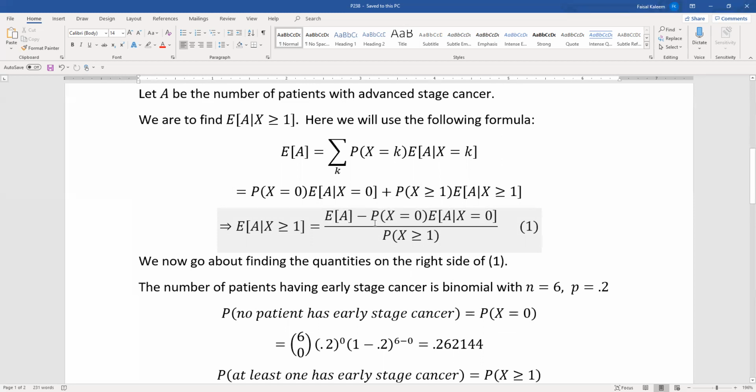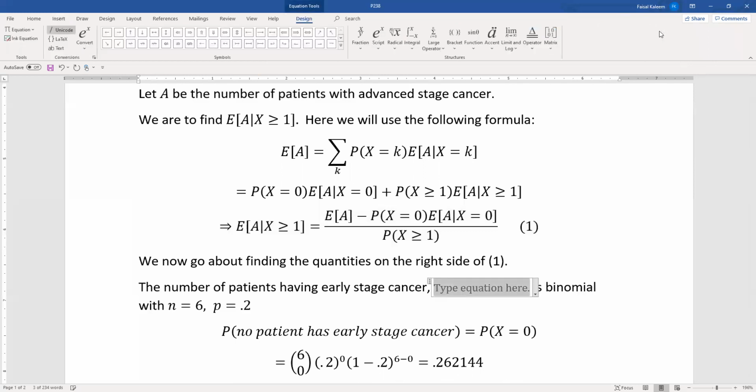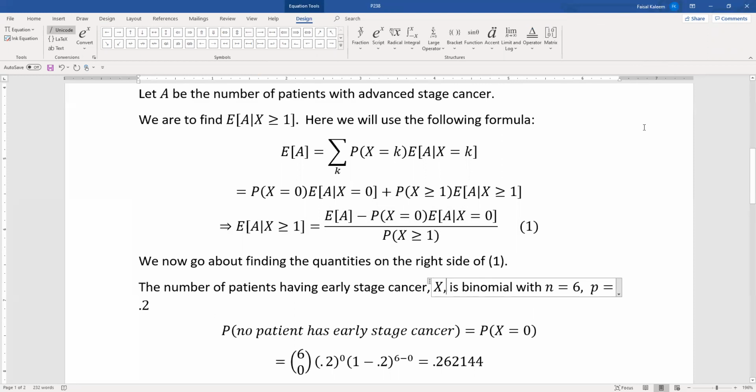So now, remember, X was the number of early stage patients, and that is binomial. So we can even say here the number of patients with early stage cancer, let's say that this is X. X is binomial with n equal to 6 and p is equal to 0.2.